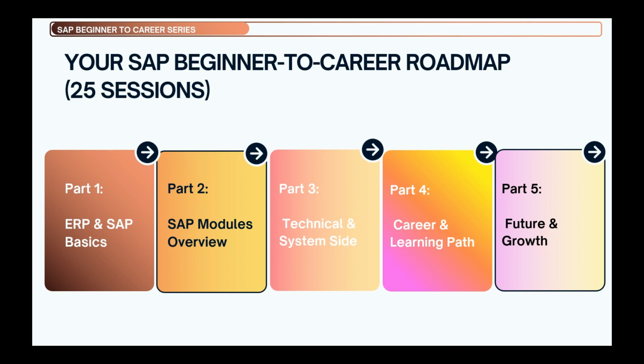Moving to our career roadmap, it consists of 25 sessions. Part 1, we are talking about ERP and SAP basics. In part 2, we are talking about SAP modules overview and module deep dive. In part 3, we will be discussing the technical and system side of SAP. Part 4 is dedicated to career and learning path. In part 5, we will be talking about the future and growth with SAP.